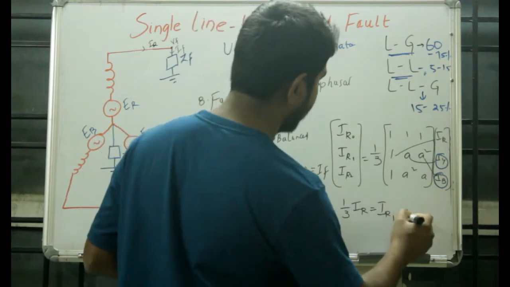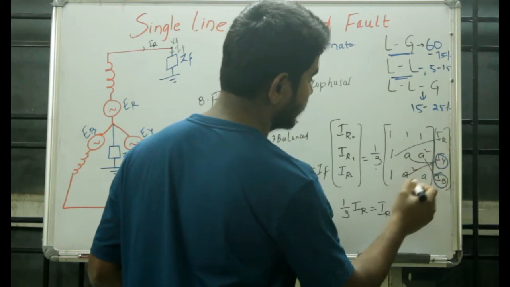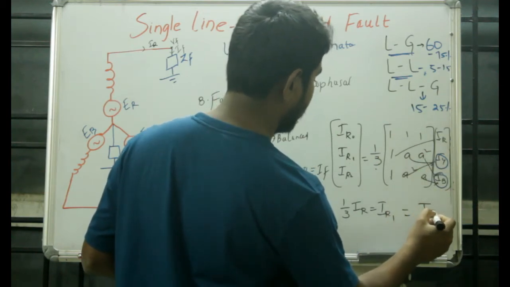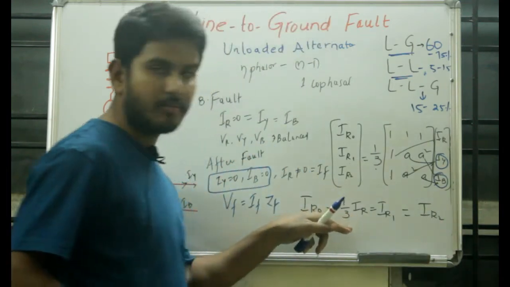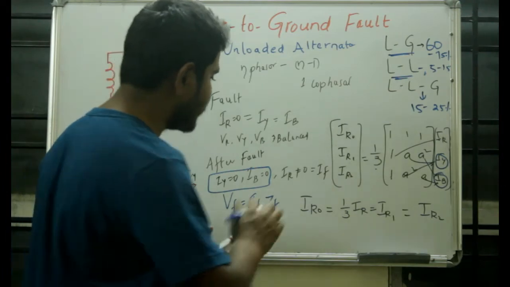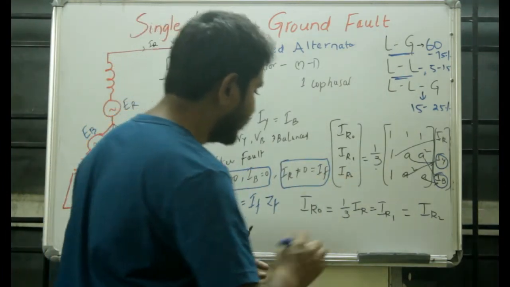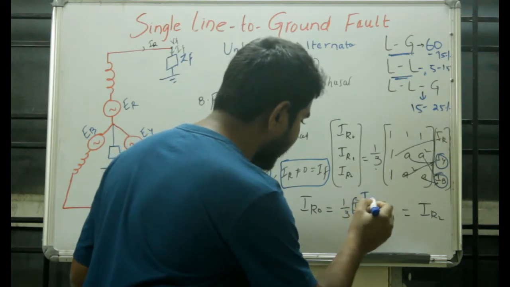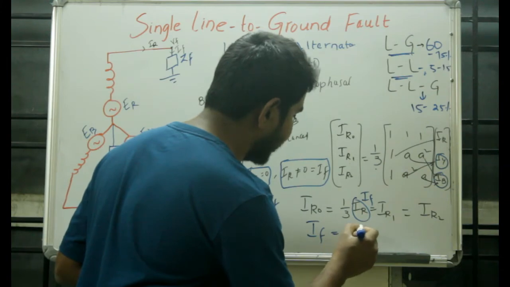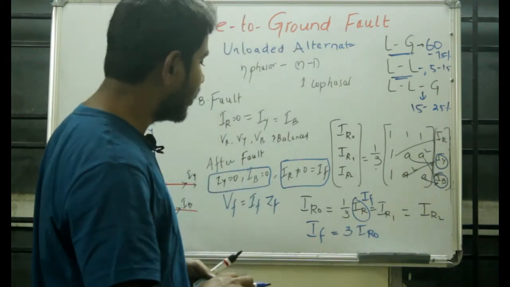Okay, and similarly your IR2 will be equal to 1 by 3 times of (1 into IR, A square into 0, A into 0). So that means your IR2 is also equal to 1 by 3 times of IR. Okay, now you can see here your IR is equal to IF, right? That means you can put here this as IF. So from here your IF will be equal to 3 times of IR0, right? 3 times of IR0.